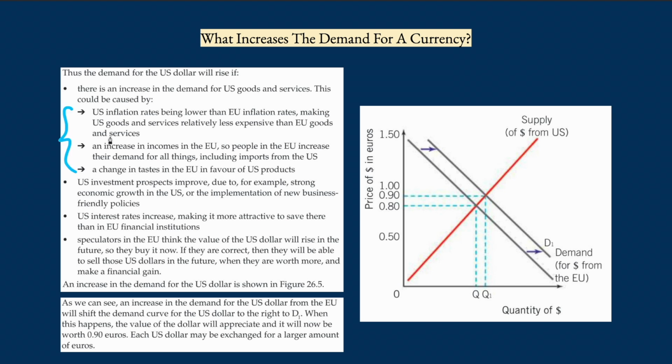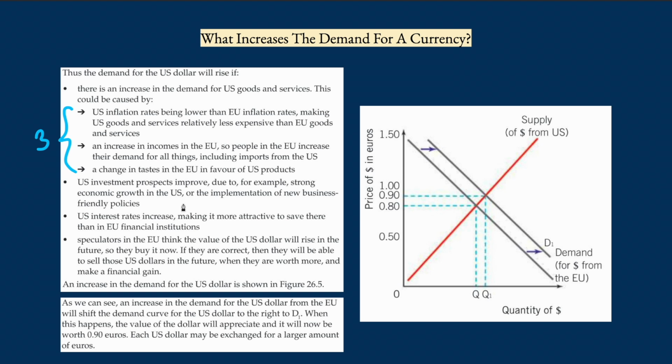These 3 points are basically just showing why the EU might want to increase imports of US goods and services, but obviously it's not limited to these 3, and there are a multitude of reasons beyond this why the EU wants to import goods. But for the second point, US investment prospects improve due to, for example, strong economic growth in the US or the implementation of new business-friendly policies.